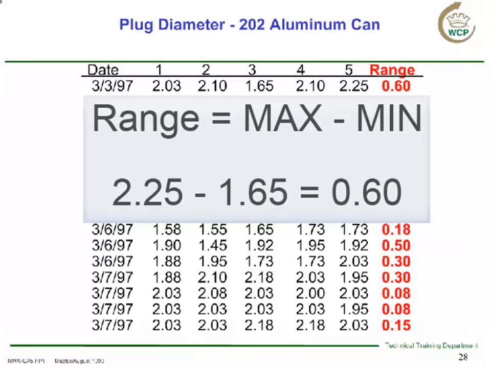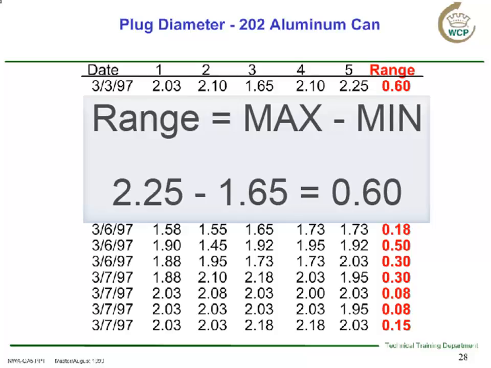Now that we've discussed the top part of our control chart, we will move into the R, or range portion, below. Here we have the same data used to create the X-bar data, but instead of calculating the average of the 5 columns, we will find the range. Range is the maximum value subtracted from the minimum value. For example, the top row. The highest value, or max, is 2.25, and the lowest value, or min, is 1.65.